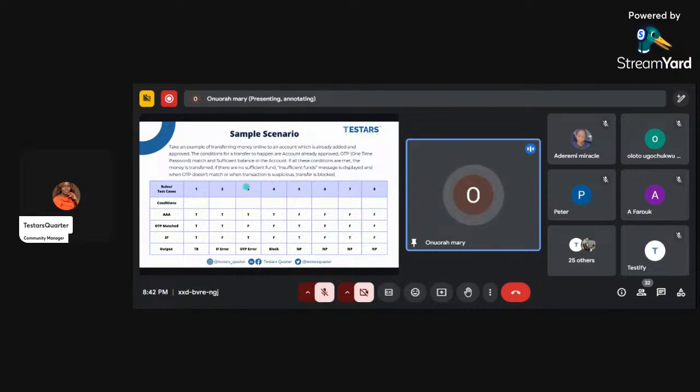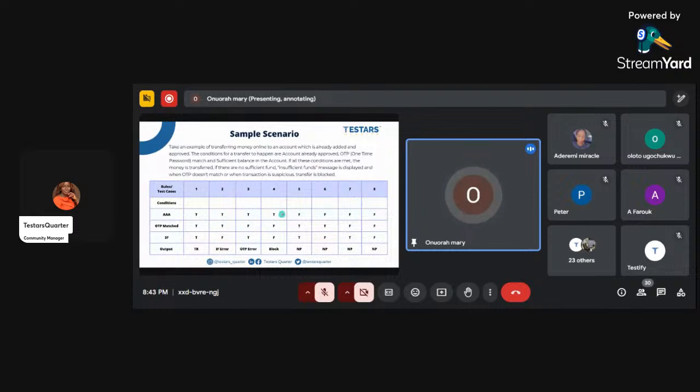Then the other confusion might be, how were you able to arrange them in these columns? Some people might start with accounts already approved true, OTP true, or maybe false, and then sufficient fund, true or false. They will keep going like that till they fill up these columns. But for me, using the example of what I do to make sure that I cover what I need to cover without making mistakes, because going that way, at some point you might forget which one you have given true or false.